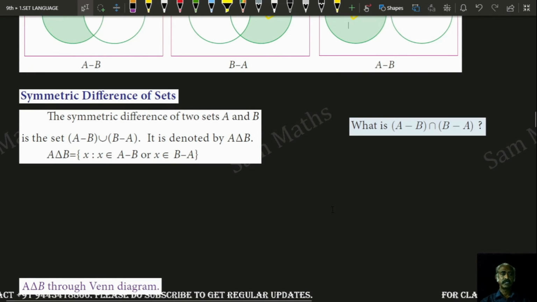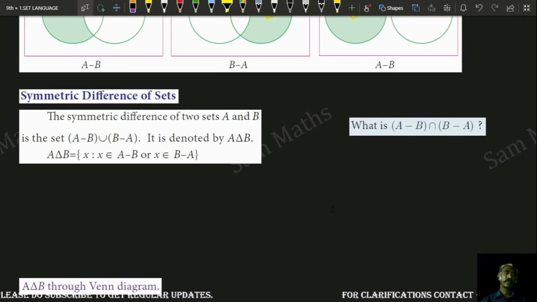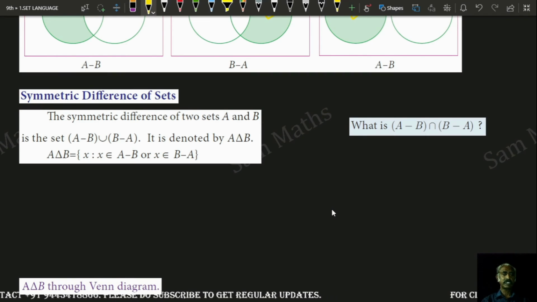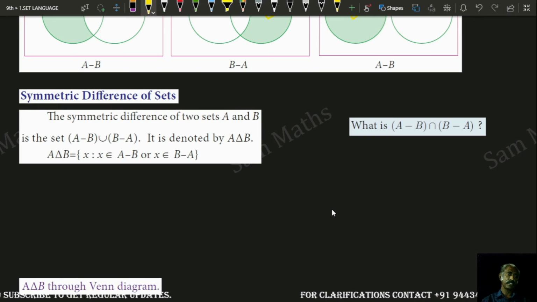Next is symmetric difference. The symmetric difference of two sets A and B is the set A minus B union B minus A. It is denoted by A delta B or A symmetric B. A symmetric B is equal to set X such that X belongs to A minus B or X belongs to B minus A.